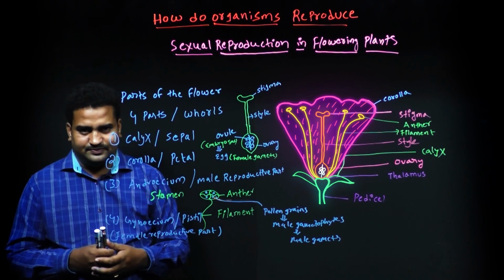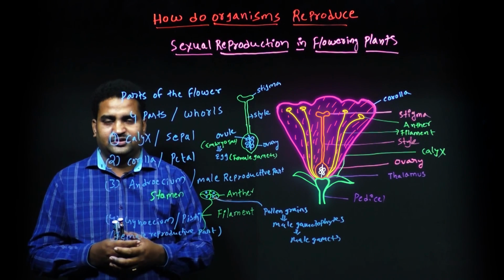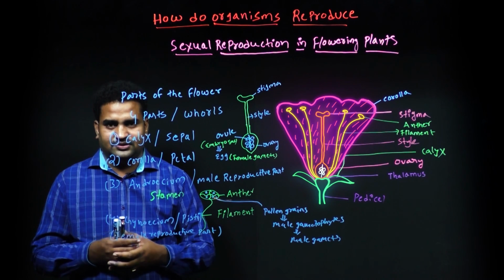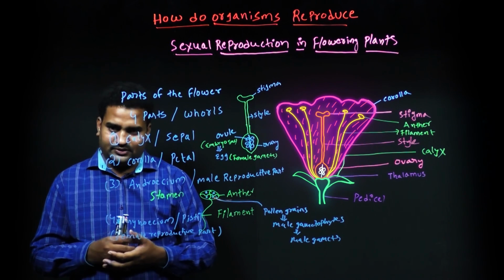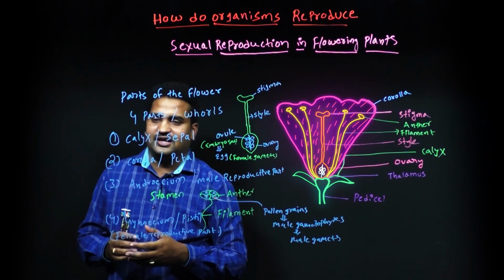Generally flowers are modified shoots. They bear nodes and internodes. So this is all about the flower.